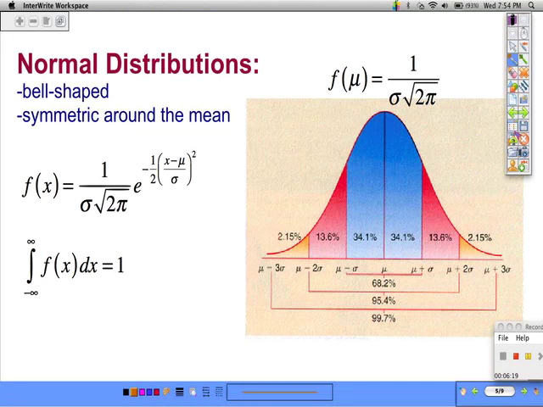Now there is a special type of distribution called the normal distribution. It's bell-shaped, and this distribution is symmetric around the mean. For a perfectly normal distribution, the function that defines this curve is defined by this formula right here. And it can be found that the integral from negative infinity to infinity of this function is equal to 1. The area under the curve is equal to 1.